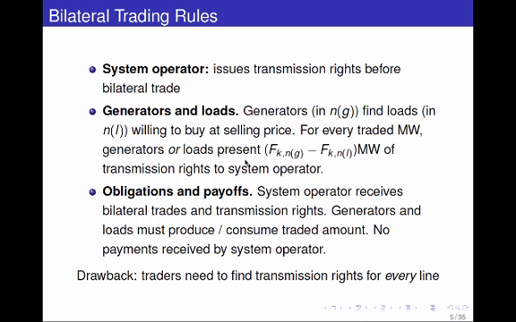So I would like to define for you SGN as the amount of power sold from generator G to customer N, and BLN is the power bought by load L from a supplier in area N.